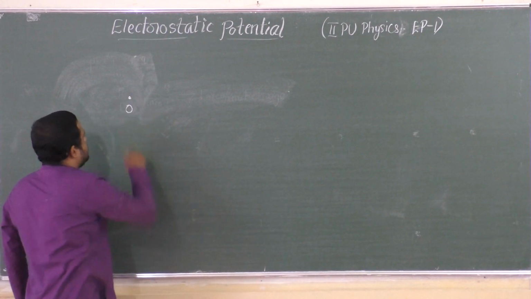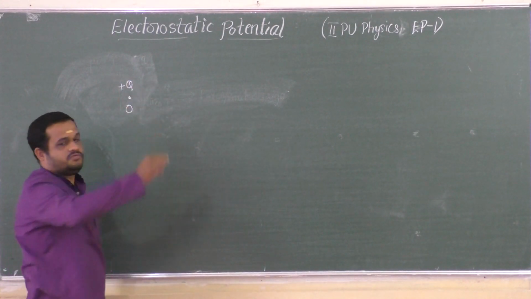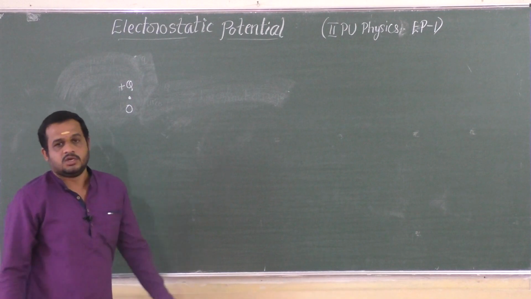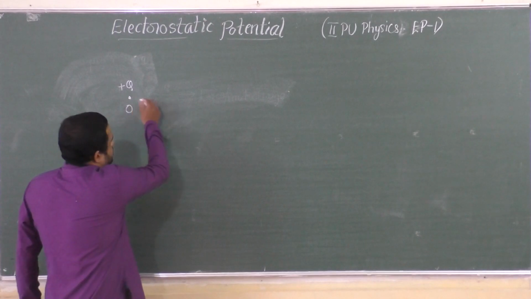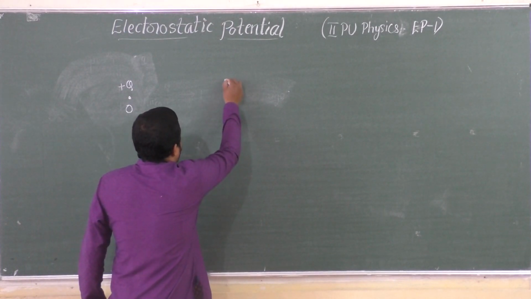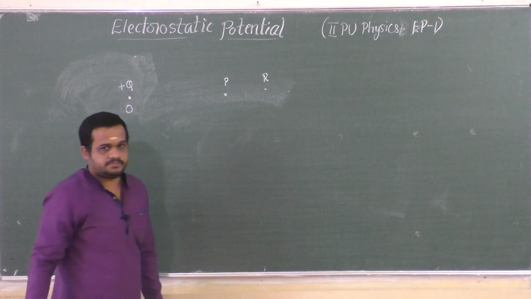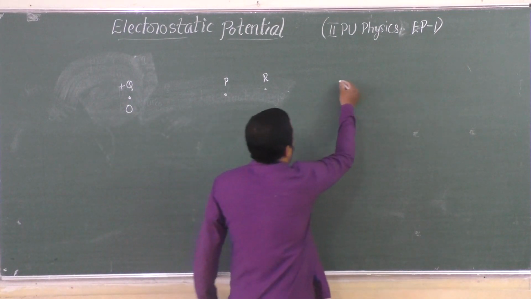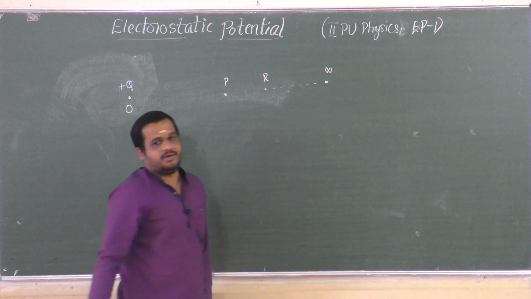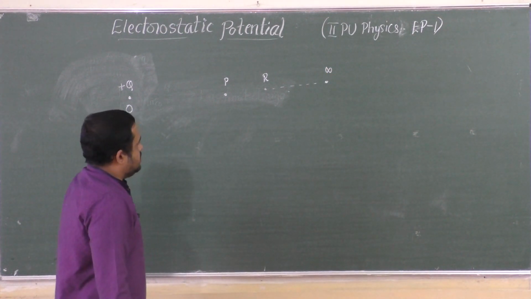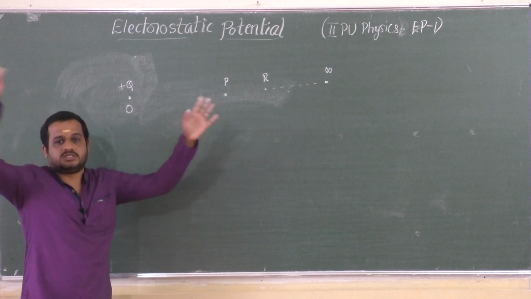At this point O, I'll place a source charge of magnitude Q with positive polarity, a positive charge Q, let it be a source charge. Next I'll consider two arbitrary points somewhere here, one point as point P and some other point as point R. And one more point somewhere here, let us consider this point is at infinity, that is at infinite distance. Now we know that a charged particle produces electric field in its surrounding region.